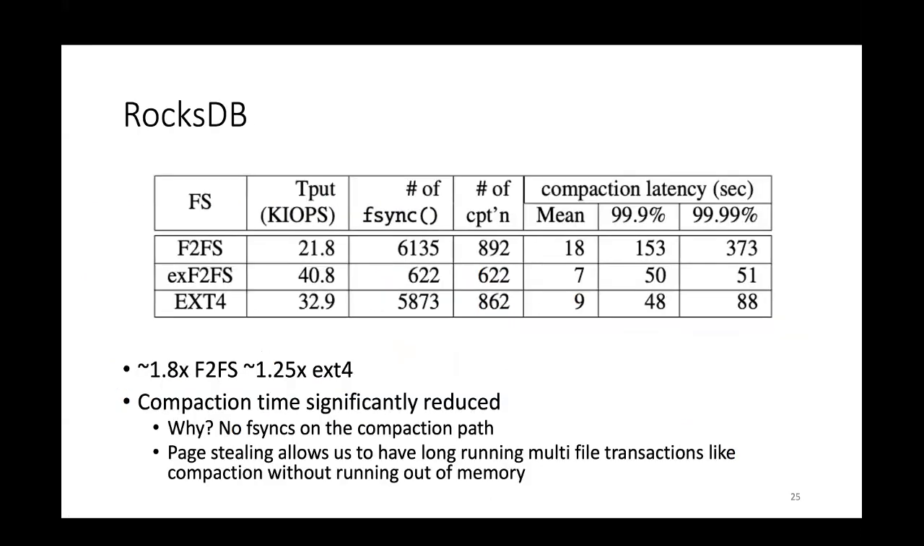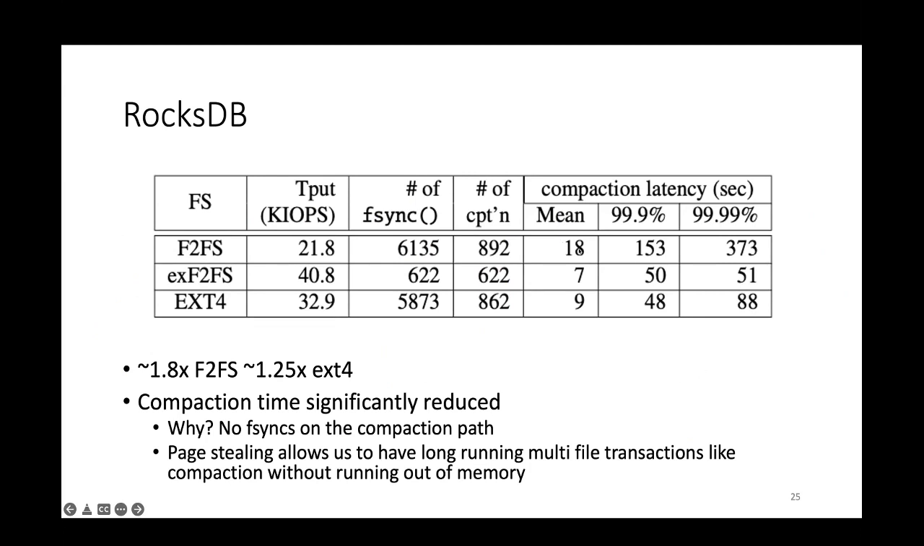So for RocksDB, if we remember, they express the compaction as one transaction, even though it involves multiple files. And then they do the YCSB-A workload. So 50% reads, 50% writes, and they just record the statistics. Compared to F2FS, it almost doubles the throughput. And compared to ext4, about 1.25 times the throughput. And if we look at the table here, we have much fewer F-syncs. And on the right here, we have the compaction latency in seconds, so just the time it takes for compaction.